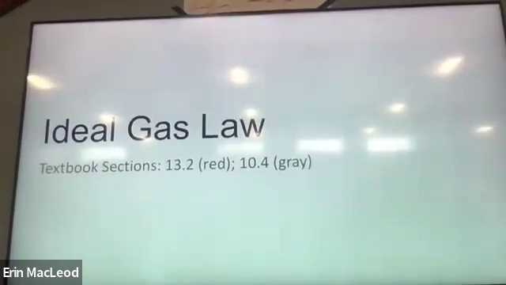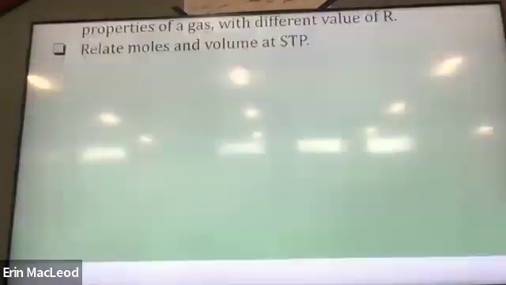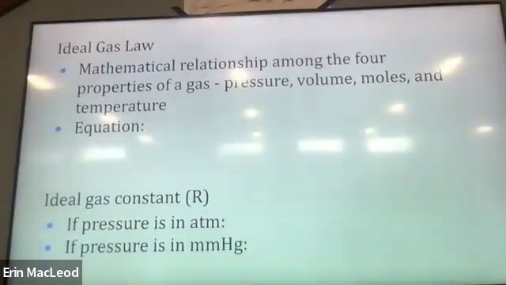All right, so ideal gas law. This is the big one. This is going to be our mathematical relationship equation. And it's going to relate all four things that you can measure about a gas.